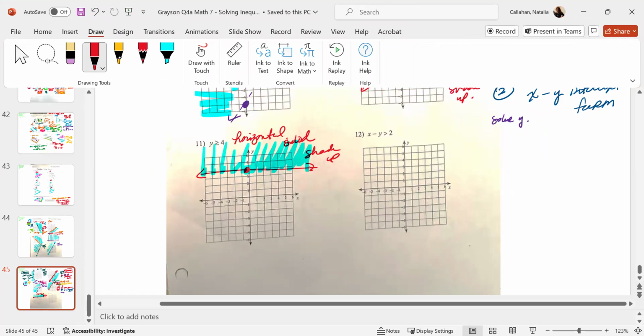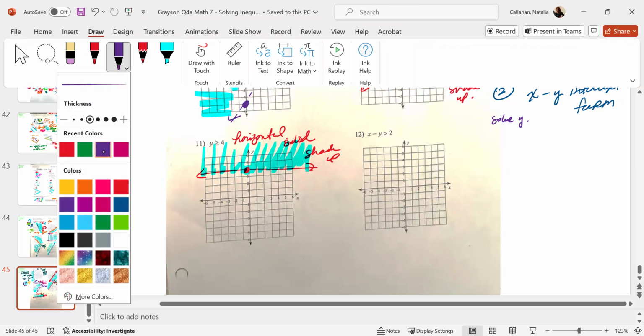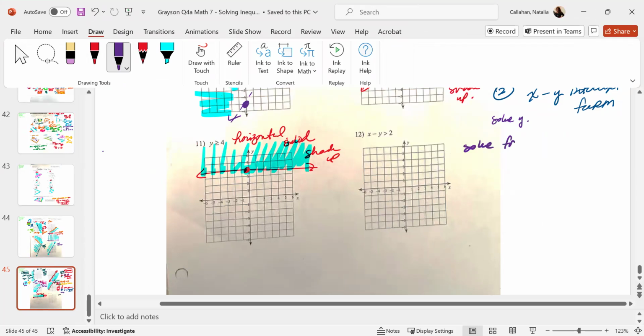Number 12, solve for y. What's your answer? X-intercept is. No. We're not doing the x-intercept anymore. That one takes way too much time. I'm just going to have you go ahead and solve for it. And the reason for that is because if you do the x and y intercept, your shading is going to be wrong. Do you understand me? So just solve for y. If you solve for y, what is your y-intercept?